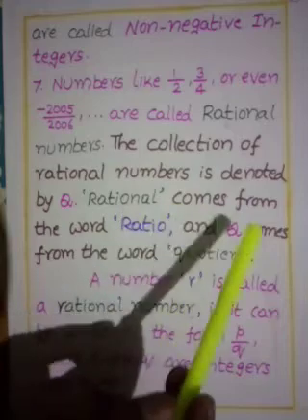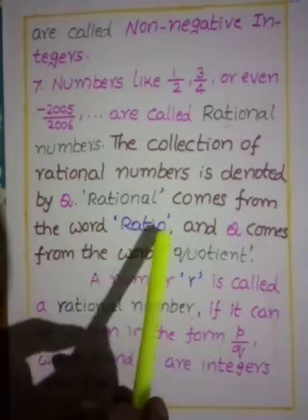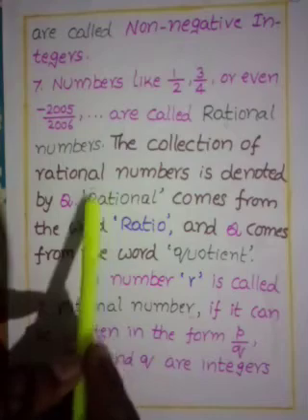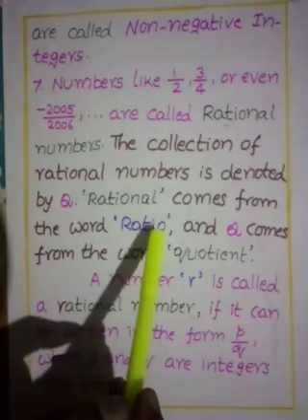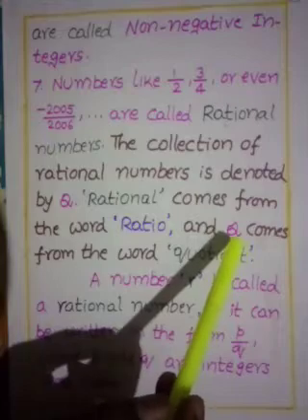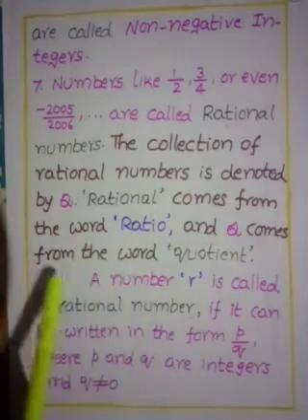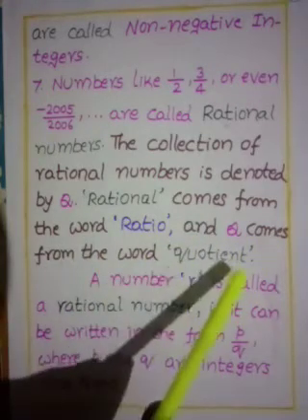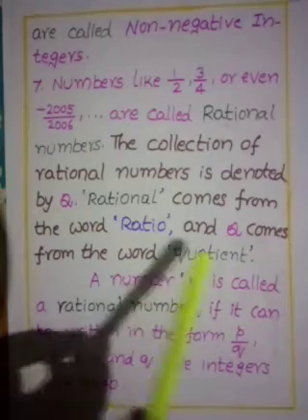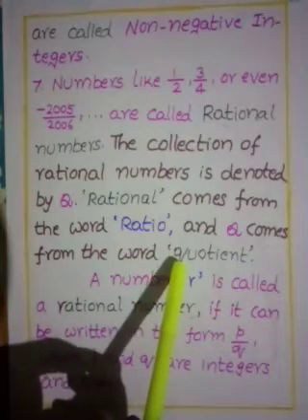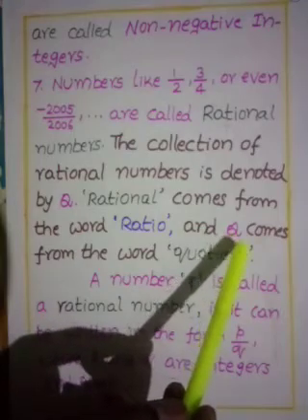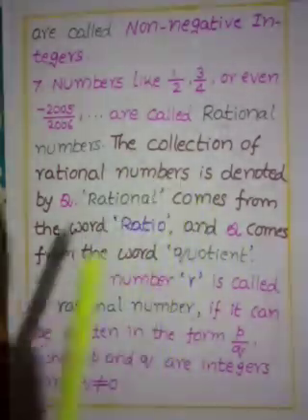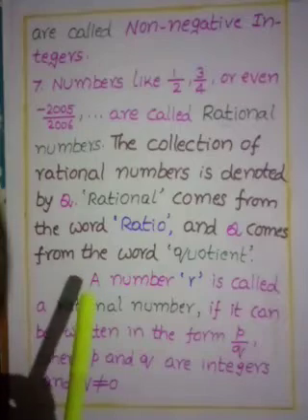Rational comes from the word ratio. This word rational is derived from the word ratio, and the capital letter Q comes from the word quotient. The first letter of the word quotient is Q, so we use capital letter Q to denote the collection of rational numbers. Understood, my dear children?